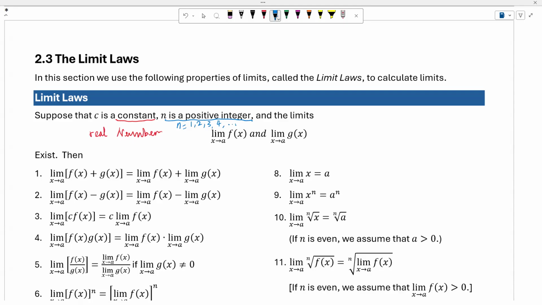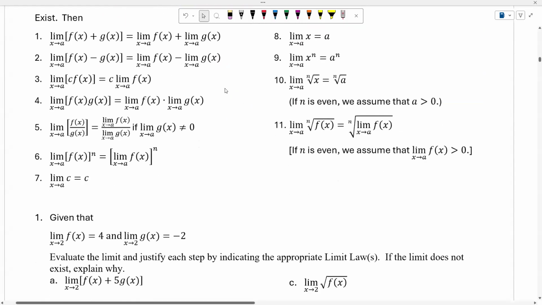And the limit of f of x as x approaches a, and the limit of g of x as x approaches a, exist. So both of the limits exist. Then for the following properties: if we have the limit as x approaches a of the sum of f of x plus g of x, we could rewrite this as the sum of two limits. If we have f of x minus g of x, then it will be the difference of two limits.